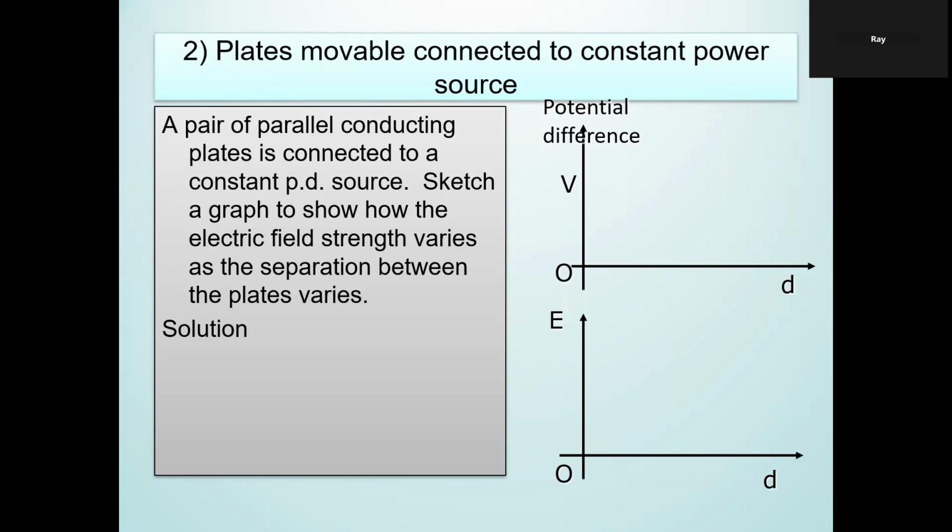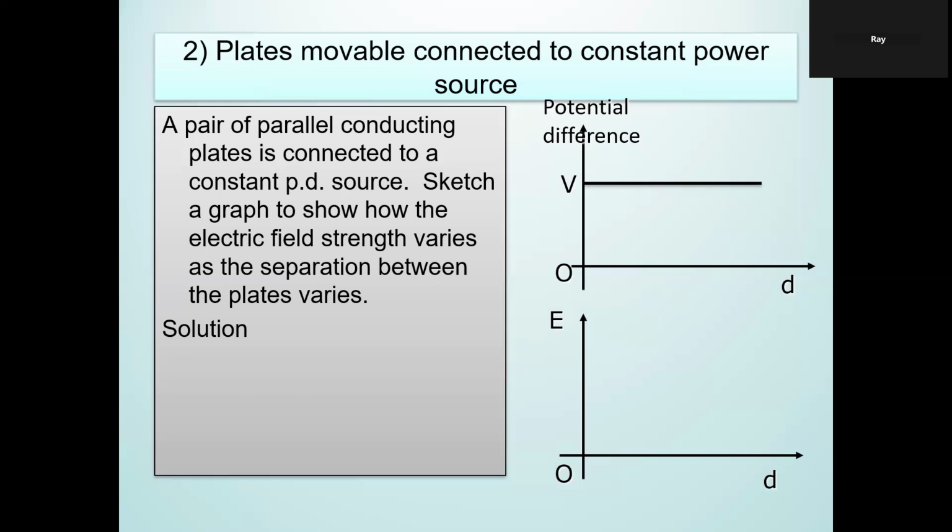Potential difference against separation, how will it look like? Connected to a constant PD source, so you cannot change the PD source. You move the plates, the potential difference is still the same. So it's a horizontal line.